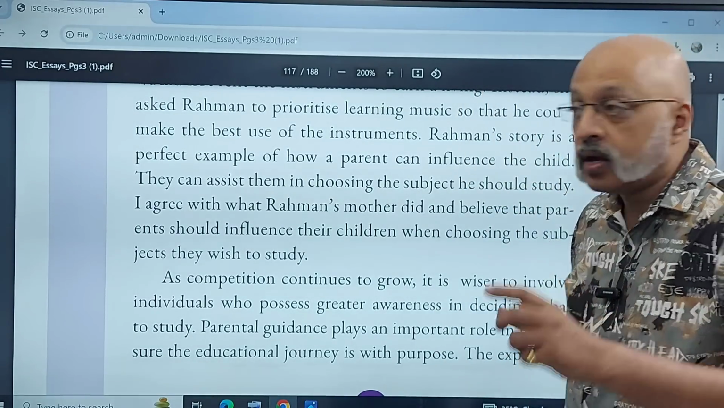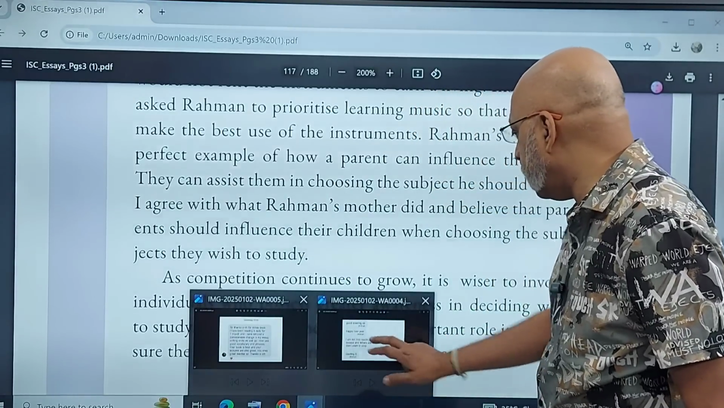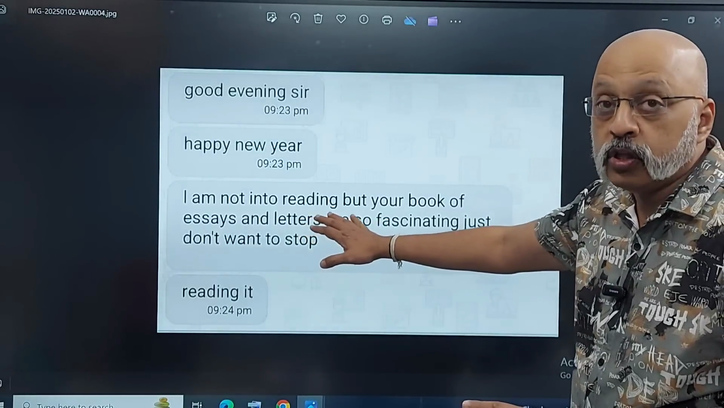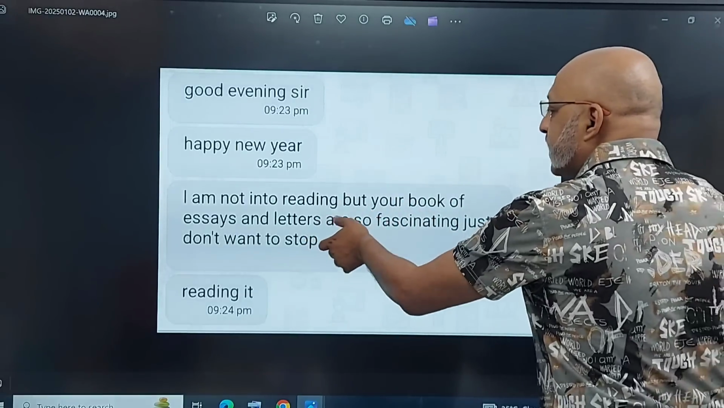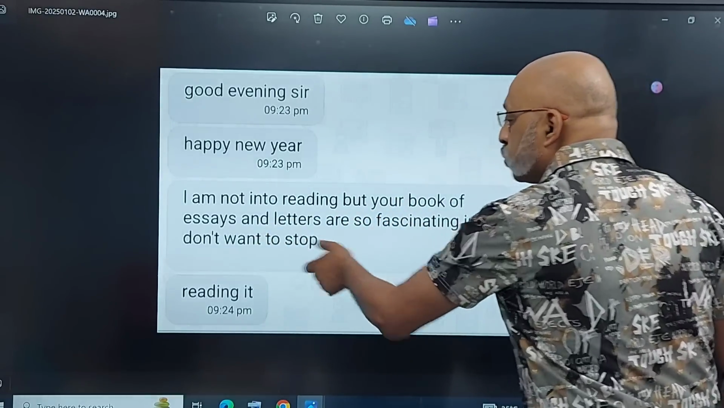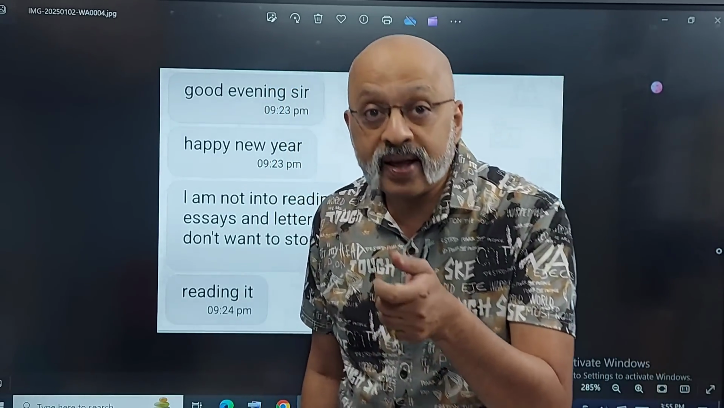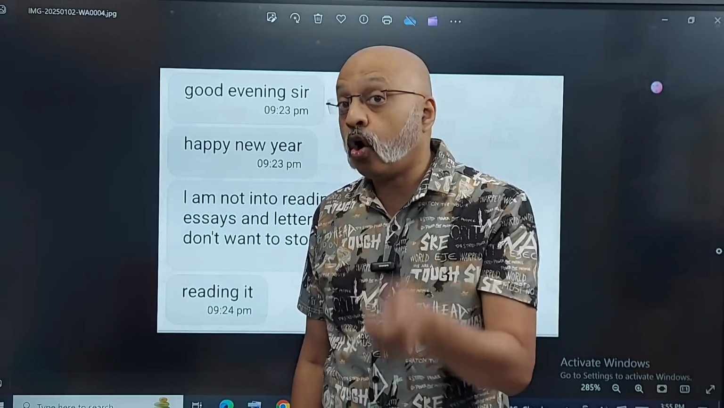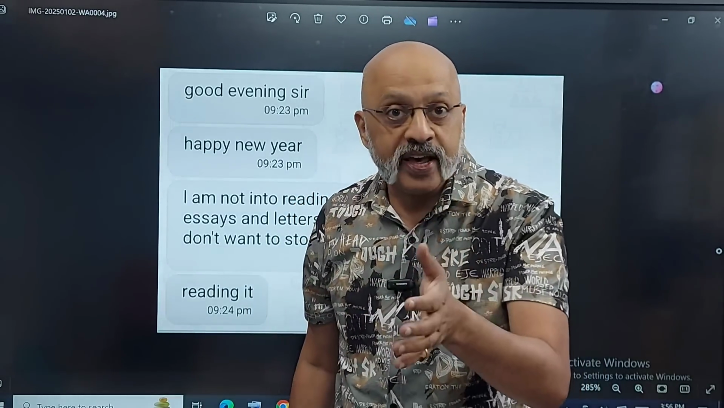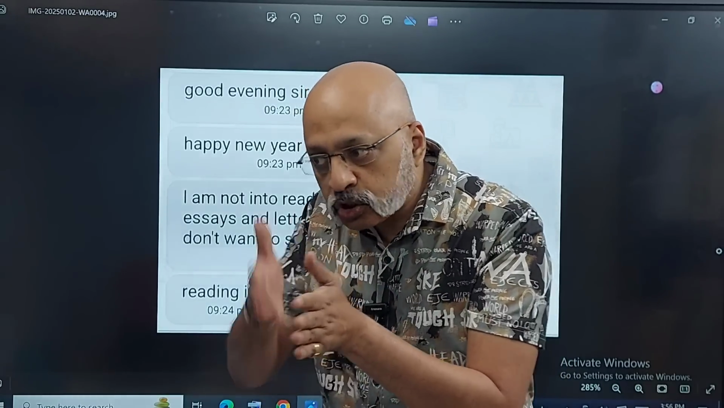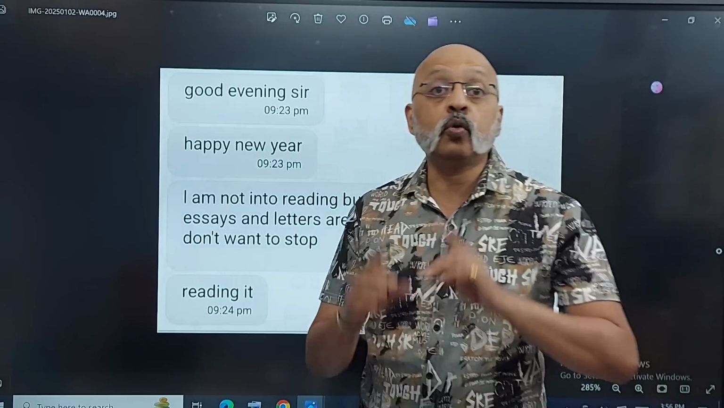This was a comment I got in response to my class 10 ICSE book. You see this particular comment by, I think, Kuldeep Kaur. Okay. I'm not into reading, but your book of essays and letters are so fascinating that I just don't want to stop reading it. What does this indicate? It indicates that whatever she has read, be it a letter or an essay, she has found it engaging. So there is that element of engagement, and she wants to go ahead, paragraph by paragraph. That's what your essay should be able to do with your examiner.